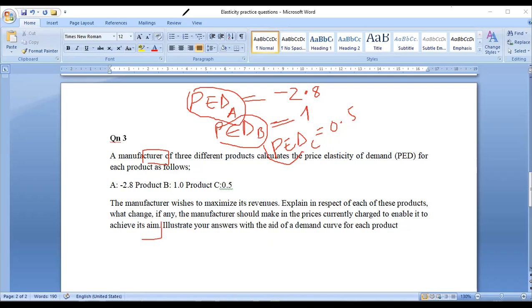Yes, Sharifa, tell us. What advice are you giving to this manufacturer after your previous lesson of elasticity last week? After calculating and getting these respective price elasticities of demand, what advice are we giving to this manufacturer? Assuming all of us attended the previous class and we have knowledge about elasticity.